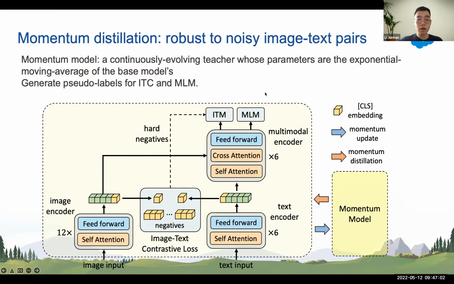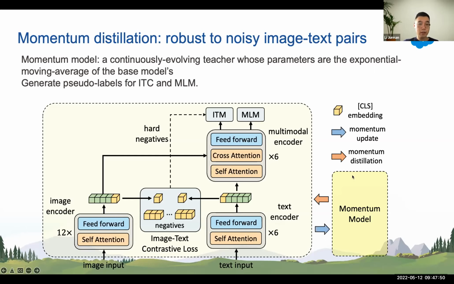Okay, so recall that we have another problem, which is that the texts are quite noisy. If you have a text that is not matched to an image, but you try to predict it as matched, then it will cause a problem. So how do we address this issue? We maintain a momentum model, which is a continuously evolving teacher. You can consider it as a copy of your model, but a smoother version, because the parameters of this momentum model are updated using an exponential moving average instead of a pure copy.